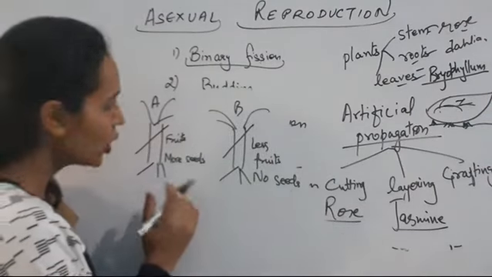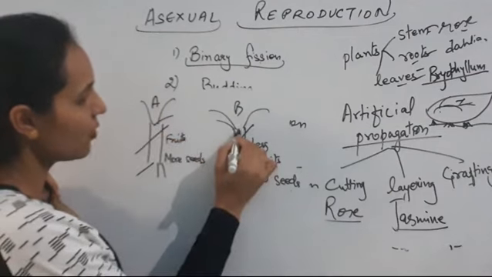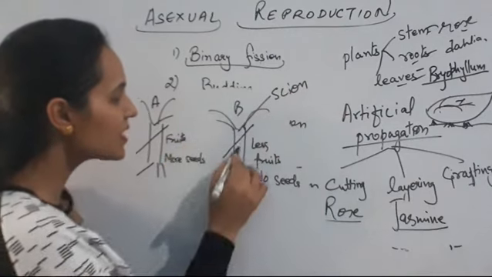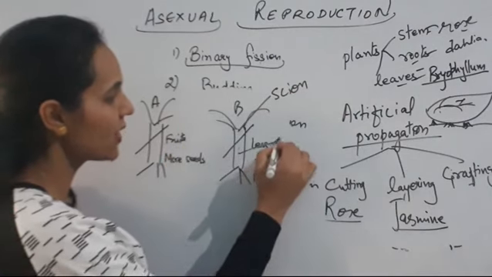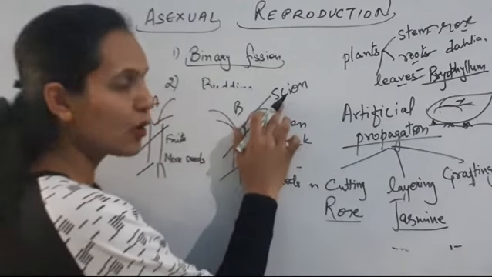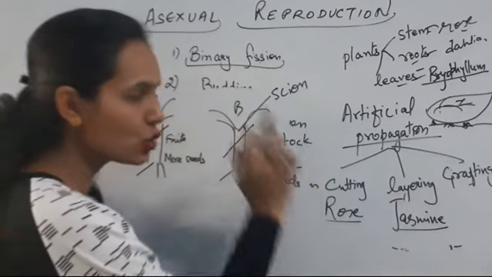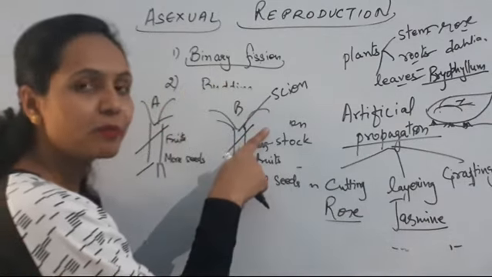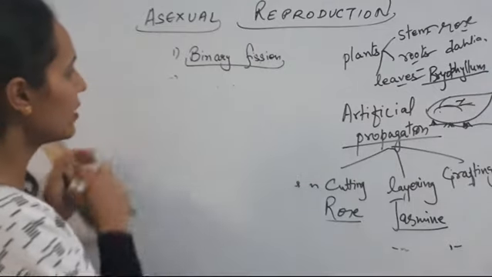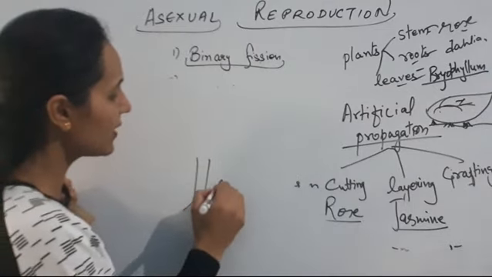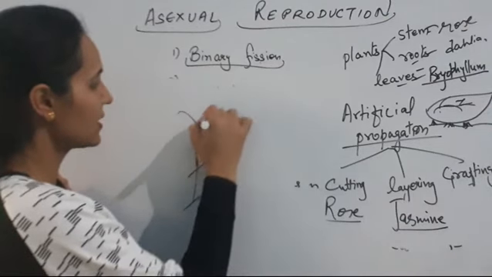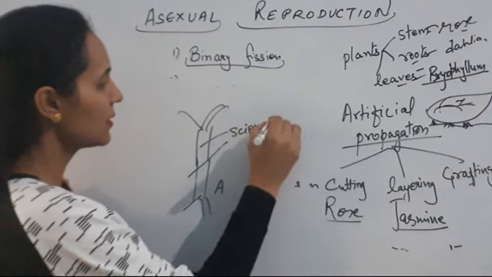So a slanting cut. This portion of the plant without root is said to be the scion, and this portion with roots of the plant is known as the stock. Clear? So this portion is known as the scion without roots and this portion is known as the stock. So I will take the scion of plant B and the stock of plant A. So I'll take the stock of plant A, which is the part with the root, and I'll take the scion part of plant B.